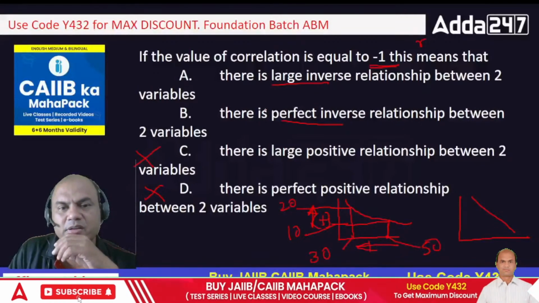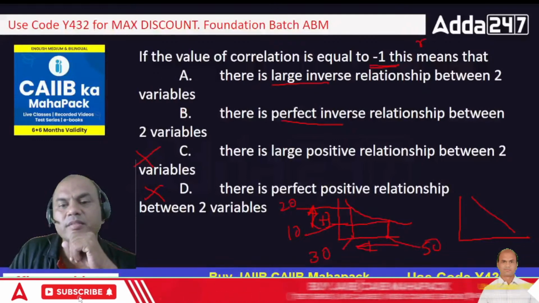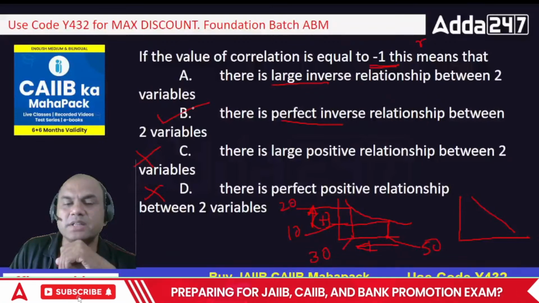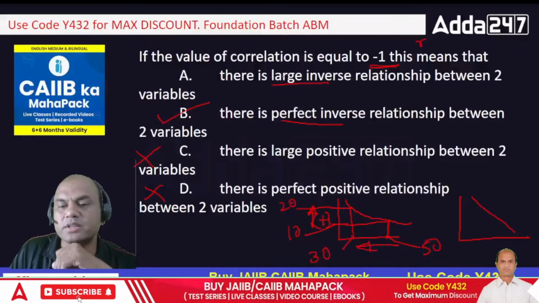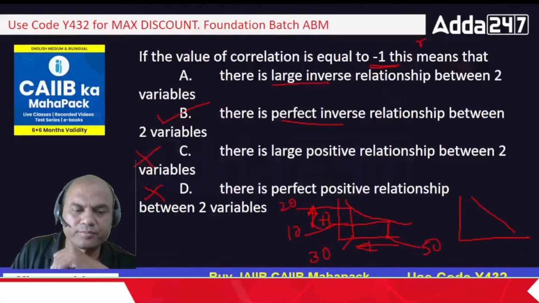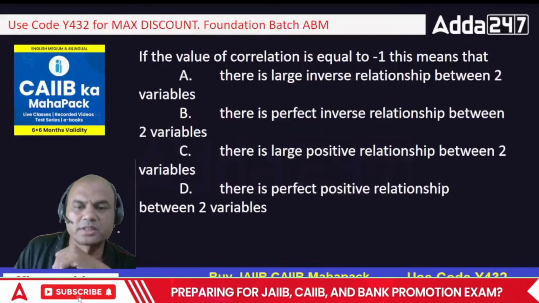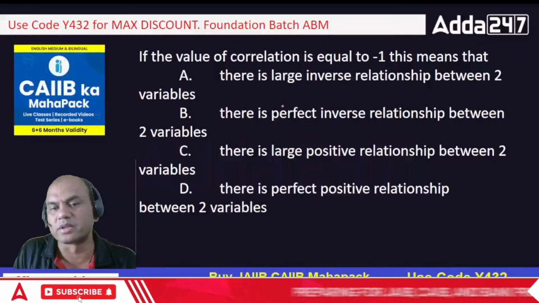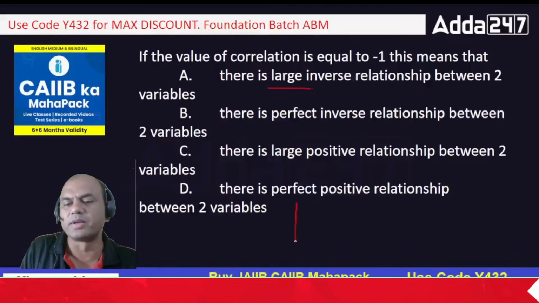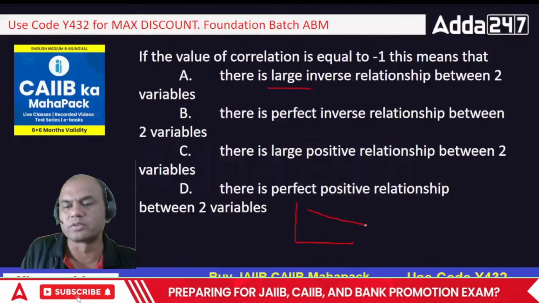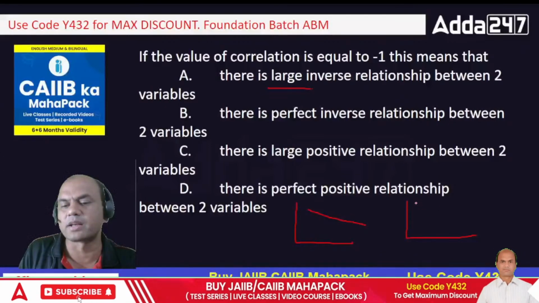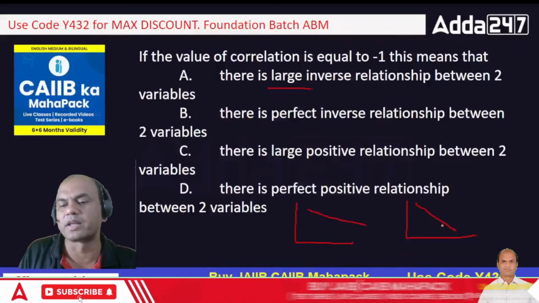What is the answer over here, A or B? It is perfect inverse. Correct, perfect inverse. That is the right answer. It's not large inverse. Okay, I'll show you both the graphs. See this. Suppose you want a large inverse, large means nearly equal to 1. So this line will be like this, not 45 degrees. And if you want exactly 45, this perfect relationship of -1, then this will be 45 degrees over here.